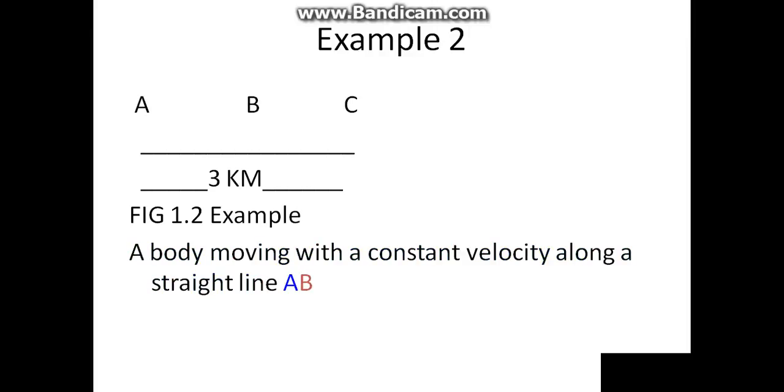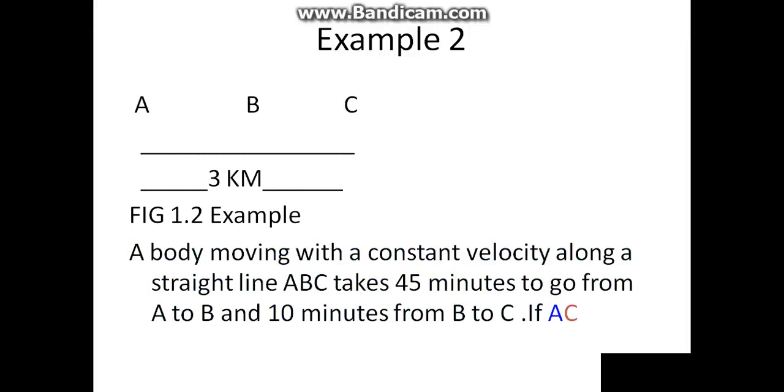Example 2. Figure 1.2 example shows a line having points A, B, C. A body moving with a constant velocity along a straight line ABC takes 45 minutes to go from A to B and 10 minutes from B to C. If AC is 3 km, find AB.